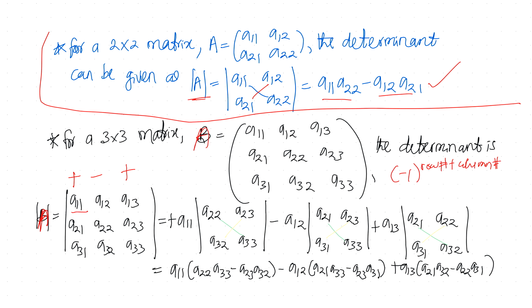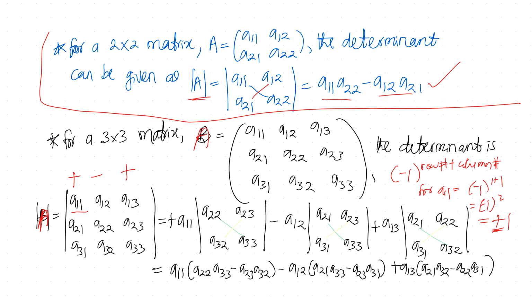That means that for the element A11, the sign attached would be -1 raised to 1 plus 1, because row 1, column 1 is 1, 1, right? So you have -1 raised to 1 plus 1, which is -1 raised to power 2. And once the power is even, the final result will be +1. So the sign attached to the element in row 1, column 1 would be plus.